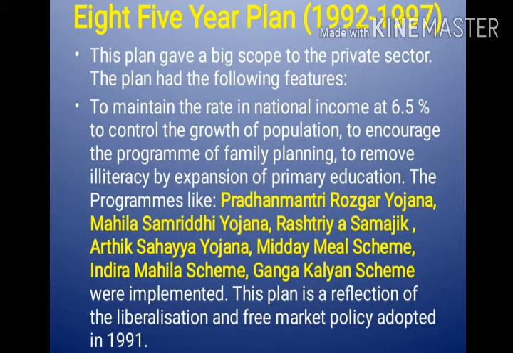This plan is a reflection of the liberalization and free market policy adopted in 1991. So during this 8th 5-year plan, there were certain features and objectives that were also achieved. The objectives were to maintain the rate in national income at 6.5%, to control the growth rate of population. It also encouraged the program of family planning. It tried to remove illiteracy by giving free and compulsory primary education.